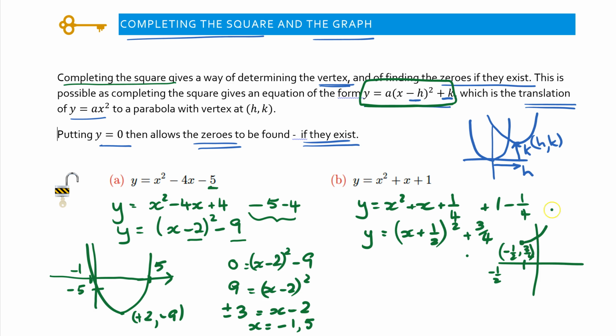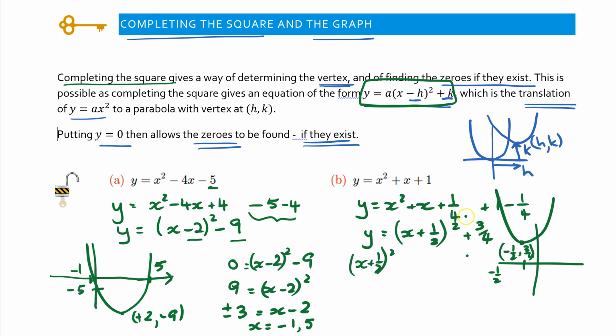The parabola is concave up, so it goes like that. So there are no zeros. I can tell from sketching the parabola. But if for some reason I didn't pick that up, if I then tried to solve my equation here by setting y equal to 0, then I would have x plus a half all squared.